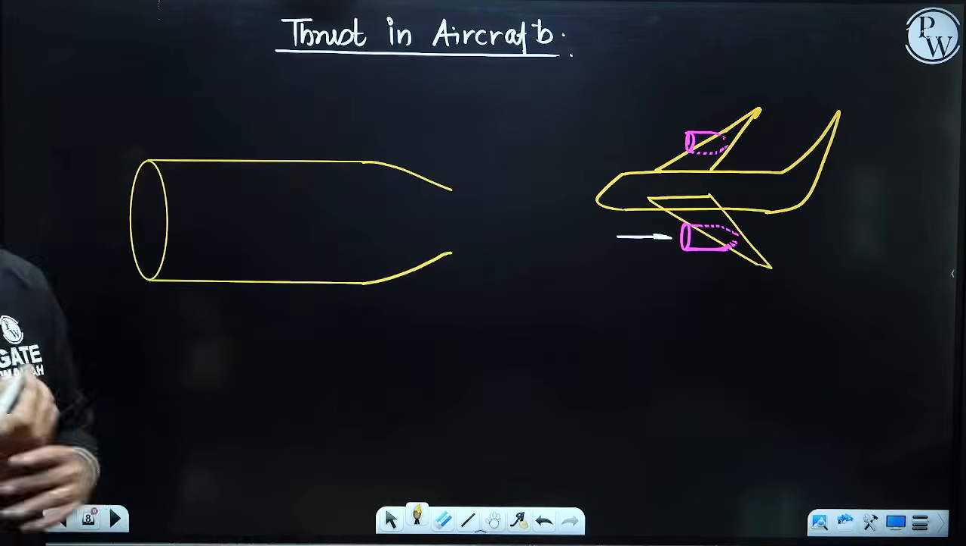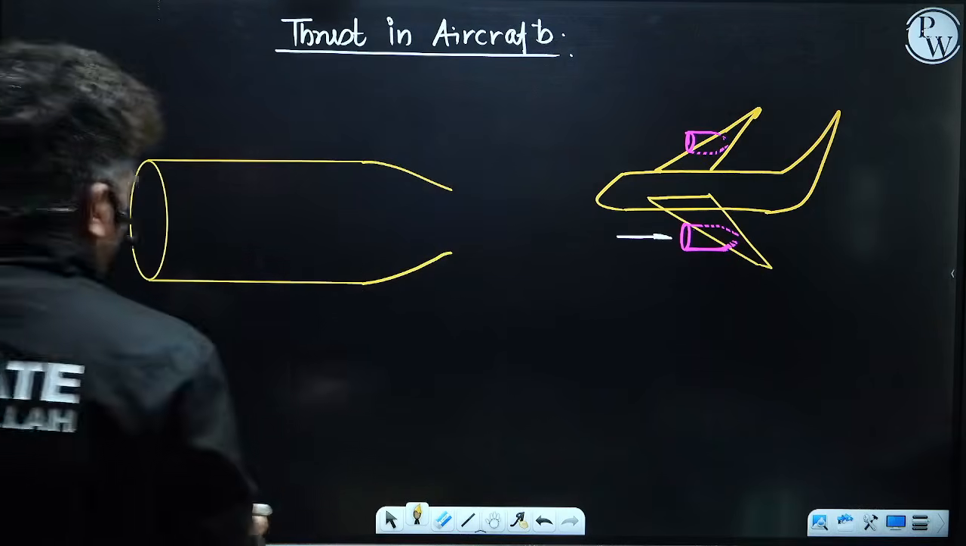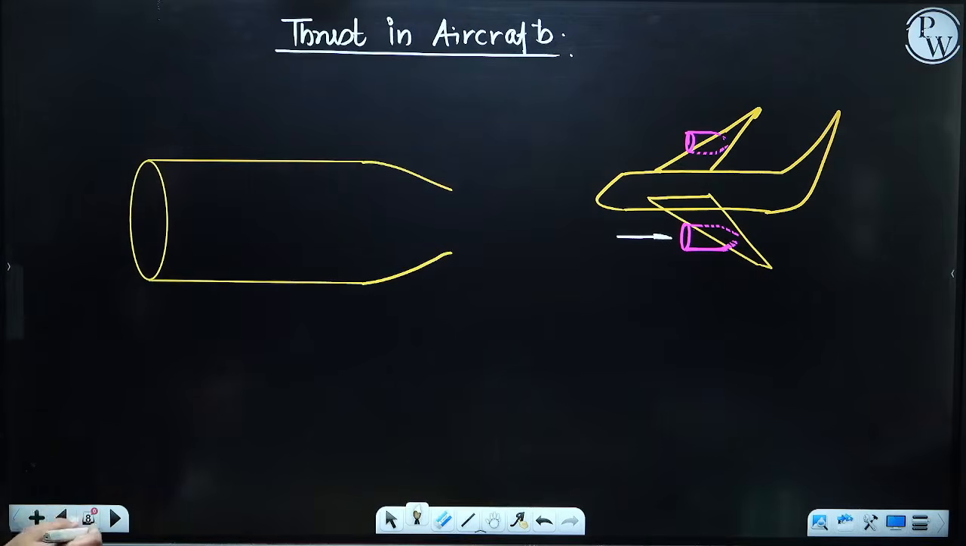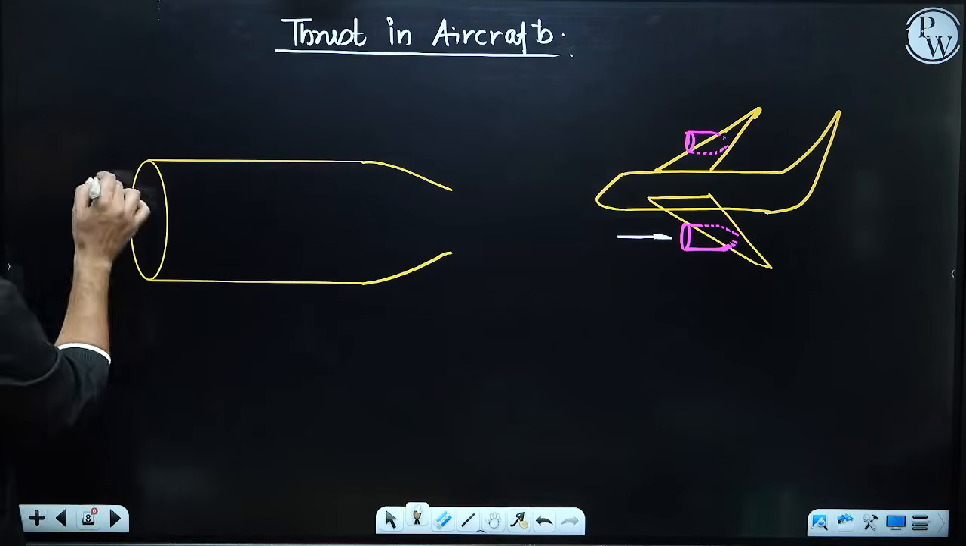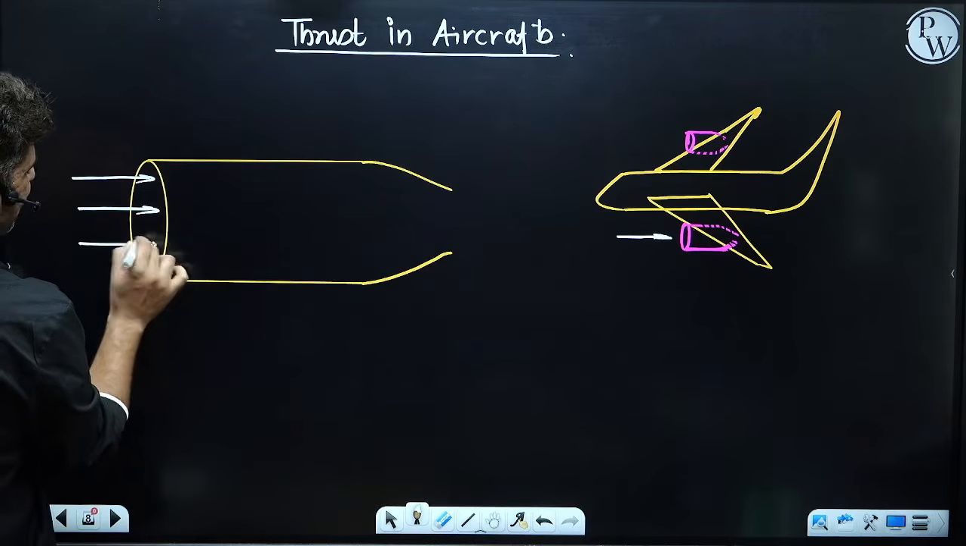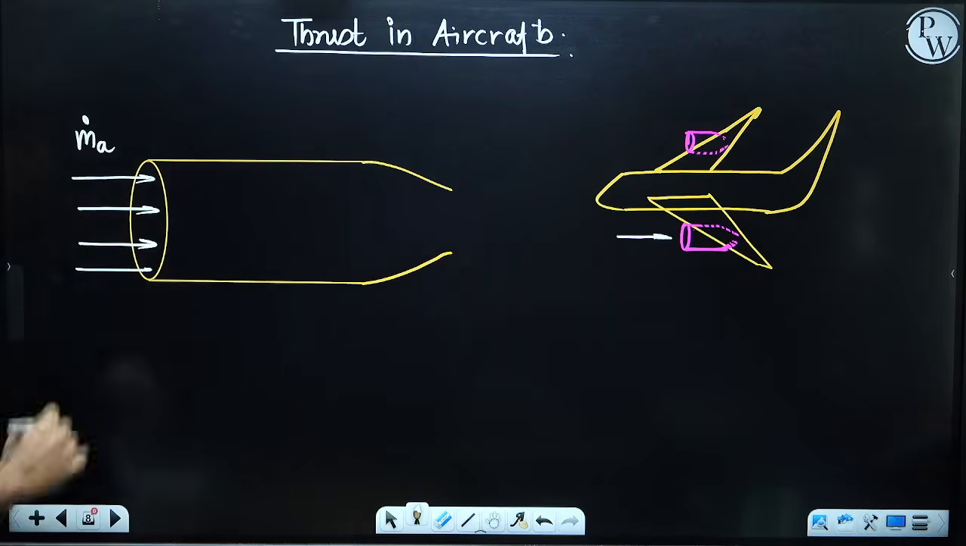Generally this is how engines actually look from outside, though what happens inside is slightly complex, but I'll give you a brief on how this engine works. So let's say these engines suck in air from here. They suck in air at a certain mass flow rate, which is the mass flow rate of air.